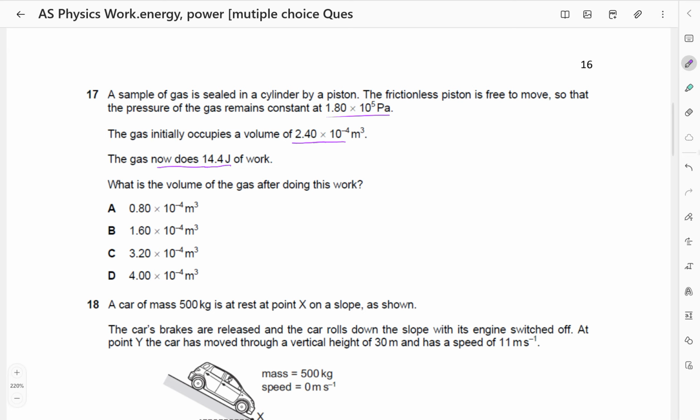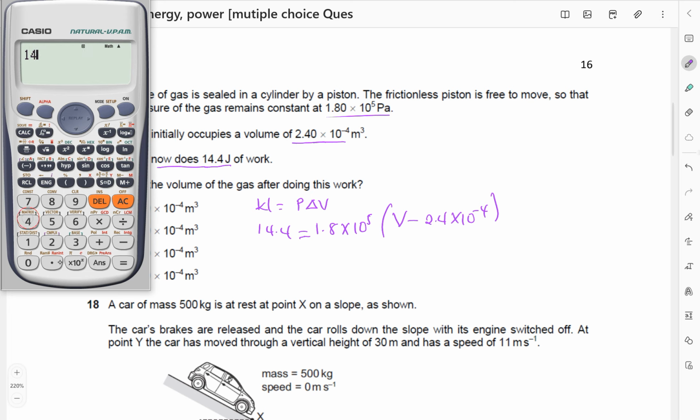Okay. So we want the volume of the gas after doing that work. We know that work done is equal to pressure times change in the volume. So the work done is 14.4 joules. The pressure is 1.8 times 10 power 5 pascals. And the volume changes from the initial volume of 2.4 times 10 power negative 4 up to the final volume, let it be V. So we shall be able to get the volume of the gas after doing the work.